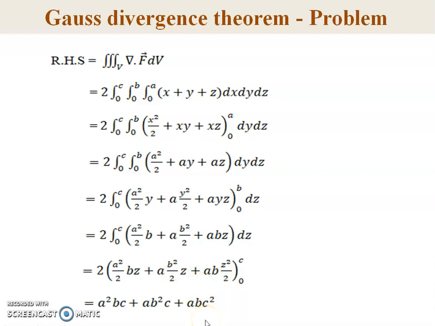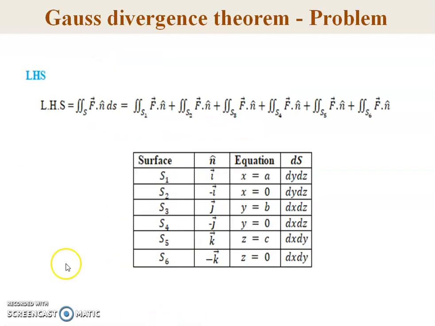Okay, now we are going to find LHS to prove this. So what is LHS here? LHS equals the double integral over S of F vector dot n cap dS. So what is S here? S is the surface of the cube. Parallelepiped. S is the surface of the parallelepiped.